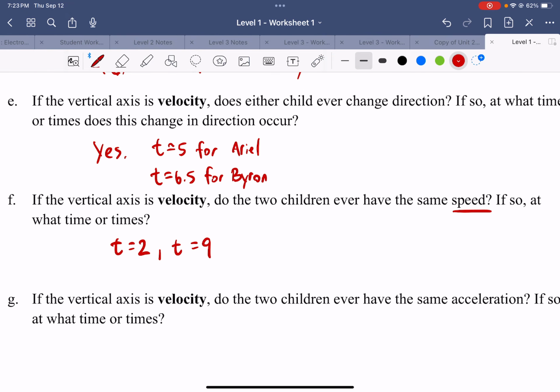All right, so we actually have 3 answers to this one. All right, so that third one is pretty tricky and pretty easy to miss.